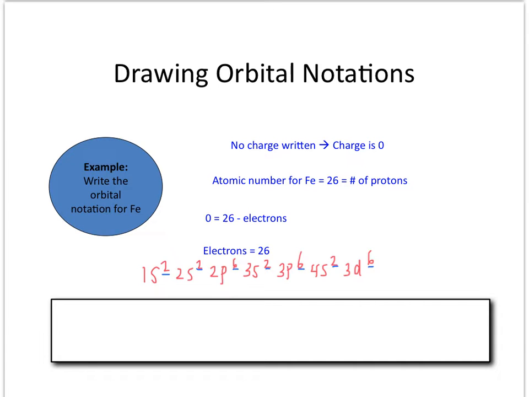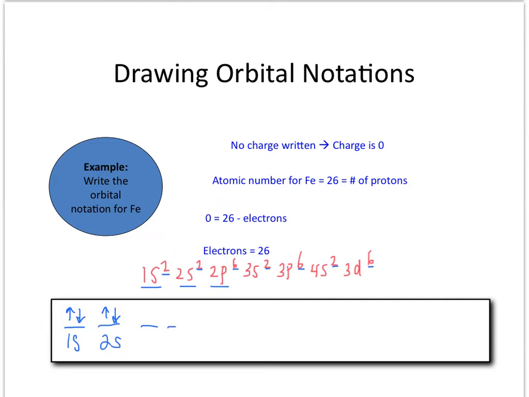It will also identify the element as iron if you went to the periodic table and looked up who number 26 was. As we're doing orbital notation, single line represents the s orbital, 2 electrons for the first one, 2s, we'll have 2 electrons.